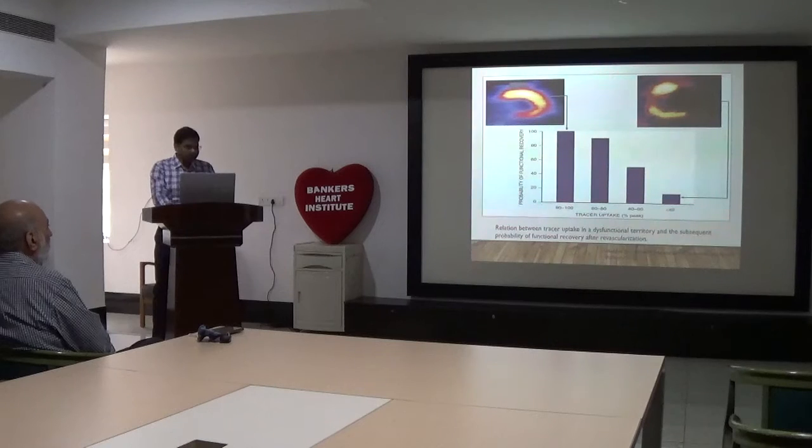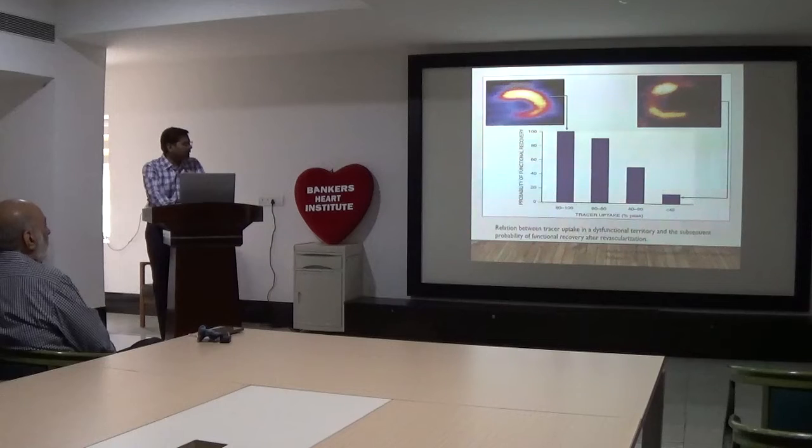Here is the image. Now, the relation between the tracer uptake in the dysfunctional territory and the subsequent probability of functional recovery after revascularization. We can say here, if there is a tracer uptake of 80 to 100%, the probability of recovery is 100%. But with less than 40% tracer uptake, meaning decreased tracer uptake, the probability of functional recovery decreases.